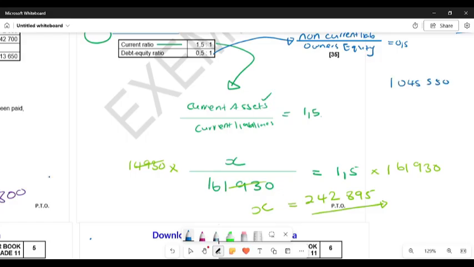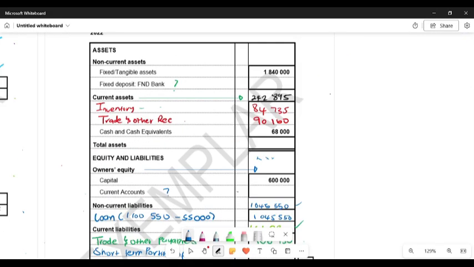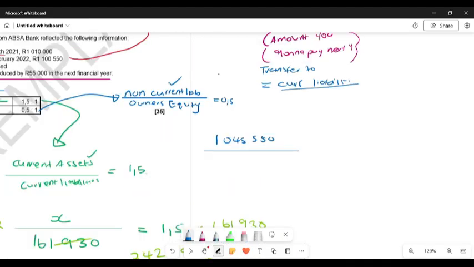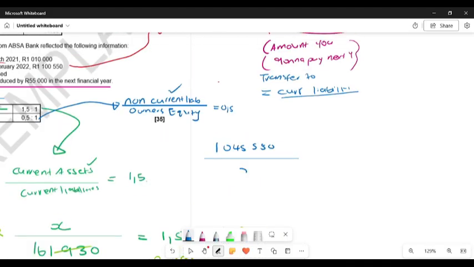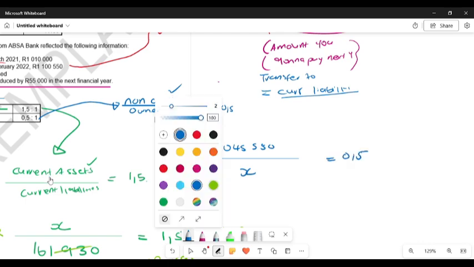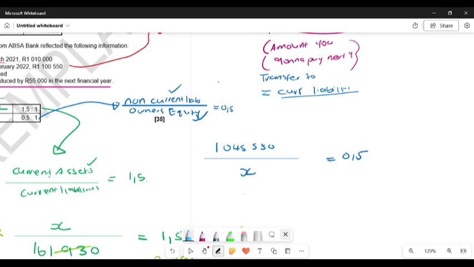And these calculations, you always do them on your answer sheet, not your question paper, right? So it's our non-current liabilities, and I'm just confirming if this amount is correct, right? Over owner's equity, which is what I'm trying to solve for, and this is equal to 0.5. Now let's solve for x. Firstly, I'm going to get rid of my denominator by multiplying both sides by x. And after, I have 1,045,550 equals 0.5x. I'm going to divide both sides by 0.5.